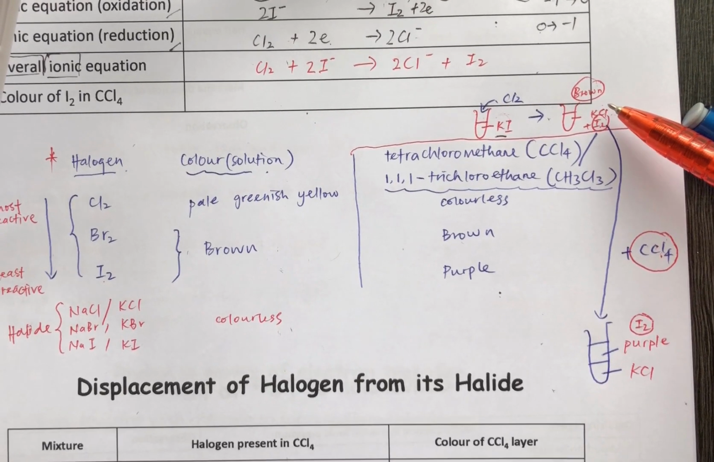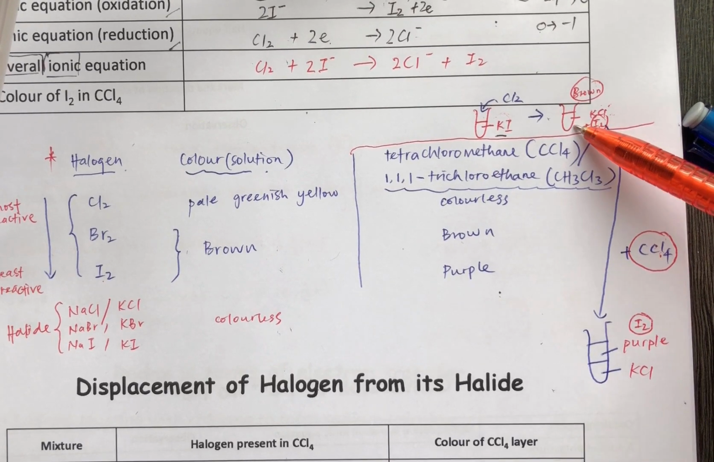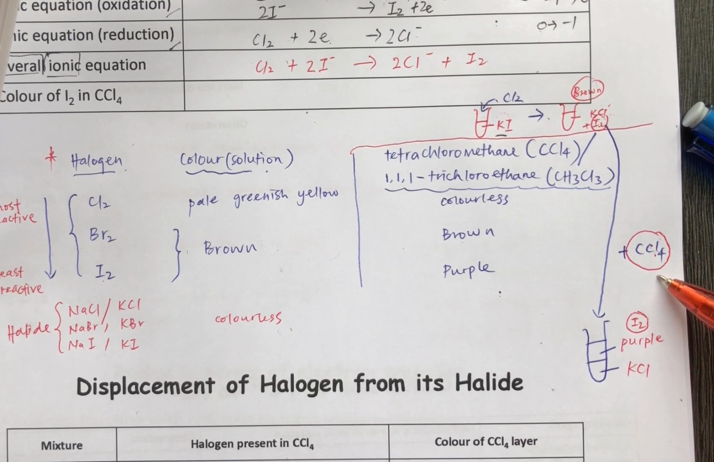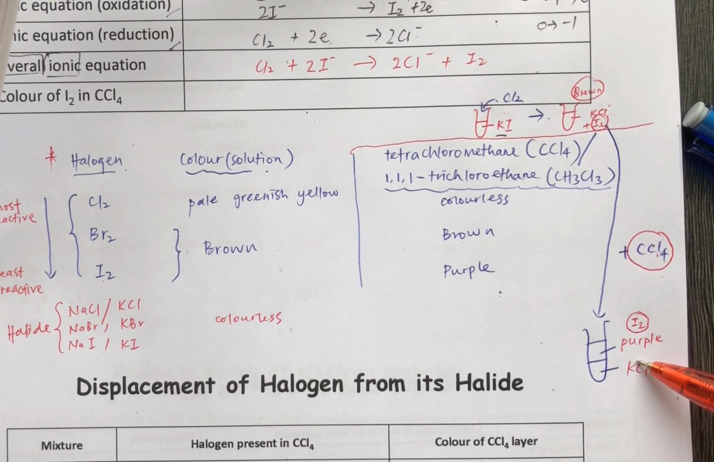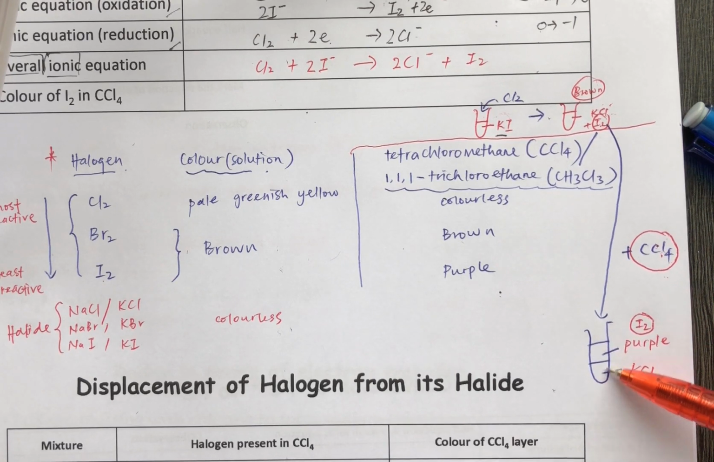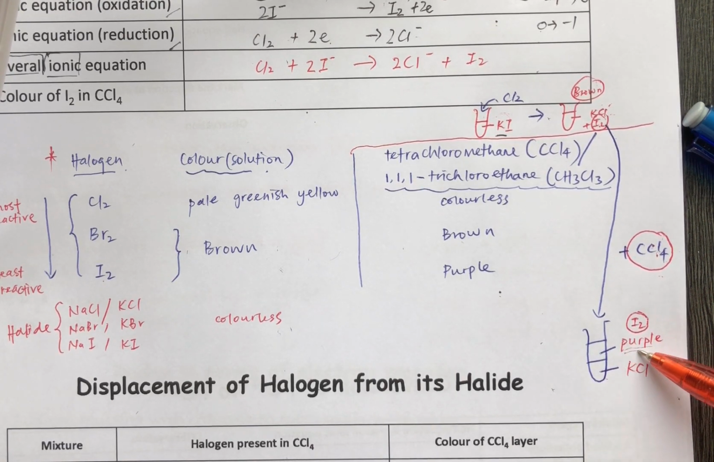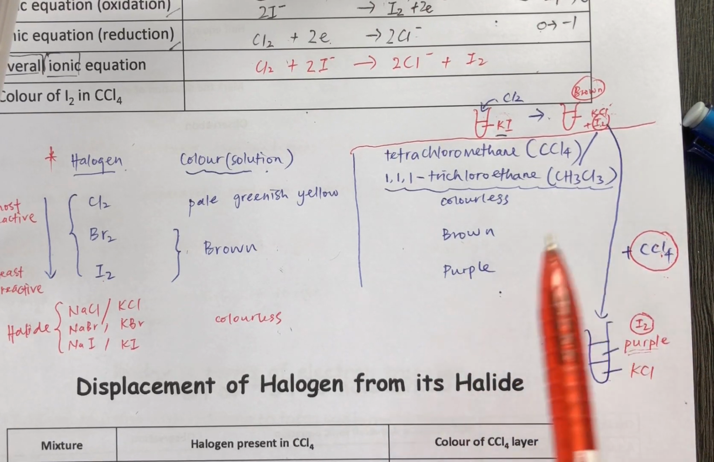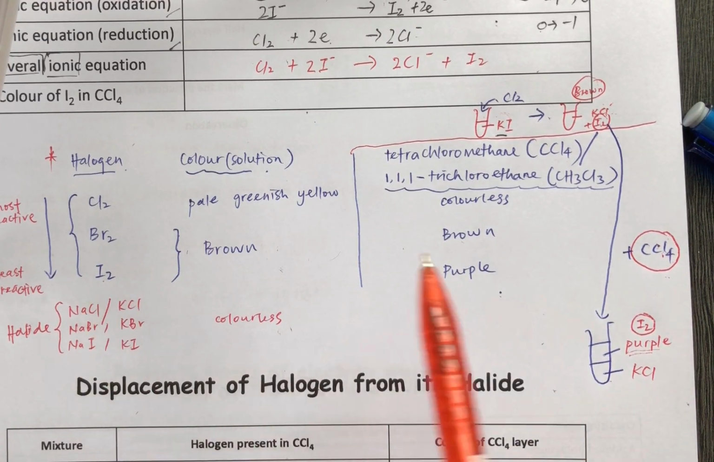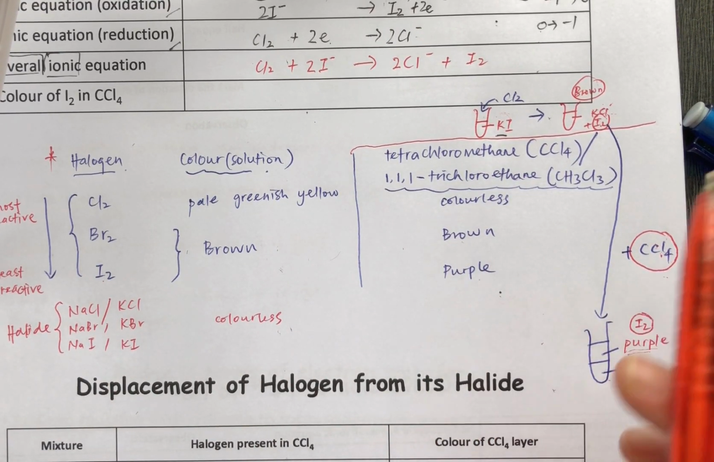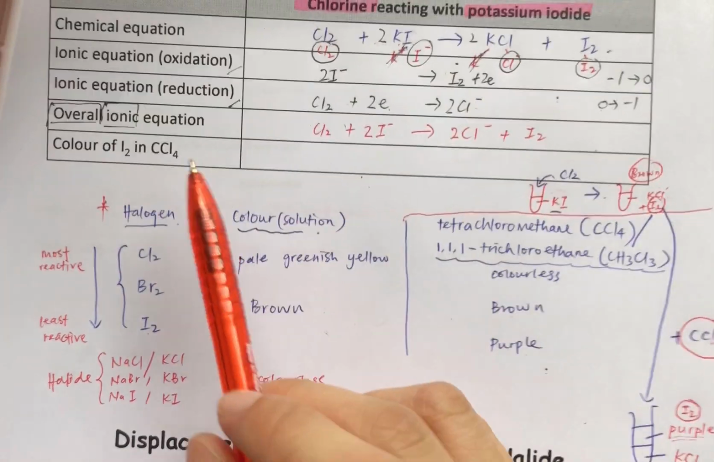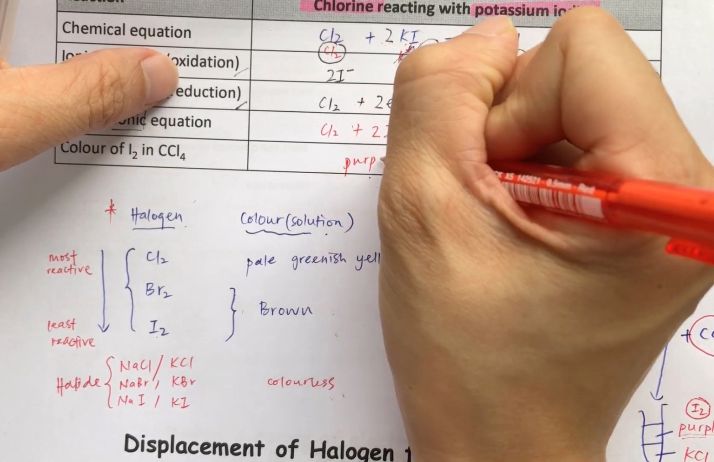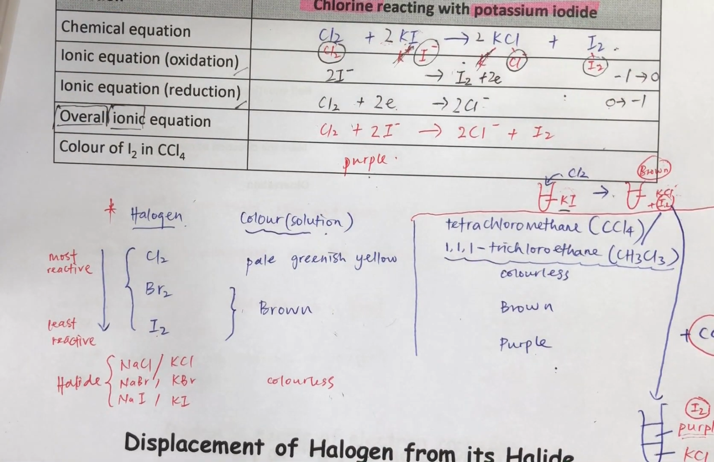In order to further identify that it is really iodine, I add CCl4. The CCl4 will take the iodine with it, but KCl doesn't want to join them because they're simply not soluble. So I form two layers. The layer with purple color shows people that this purple color really represents iodine, because only iodine in tetrachloromethane is purple. So if they ask me what will be the color of iodine in tetrachloromethane, I'll just write here, it's purple.